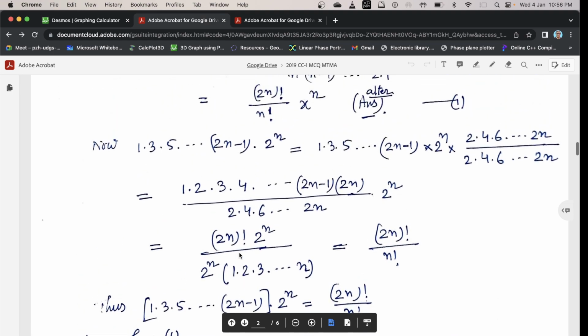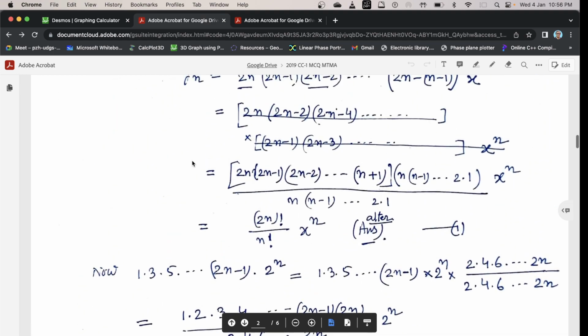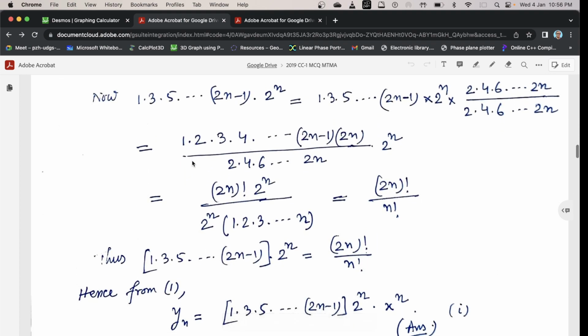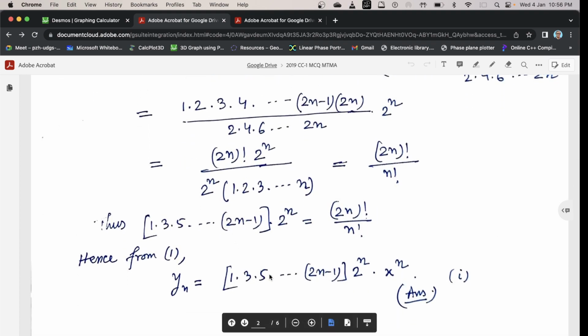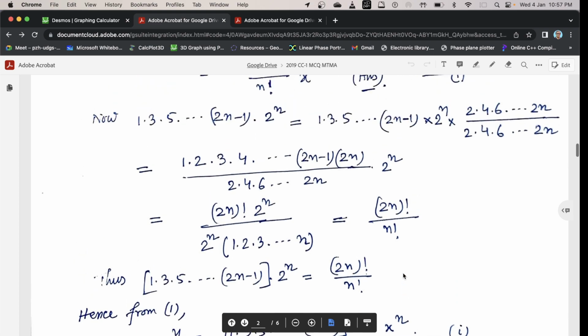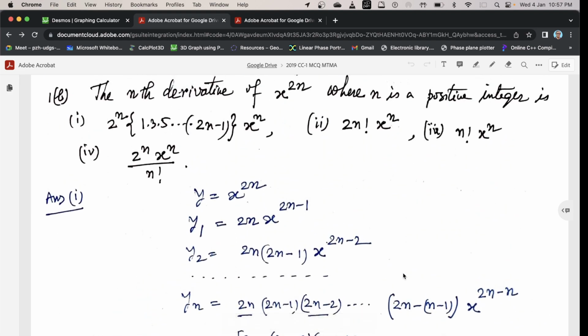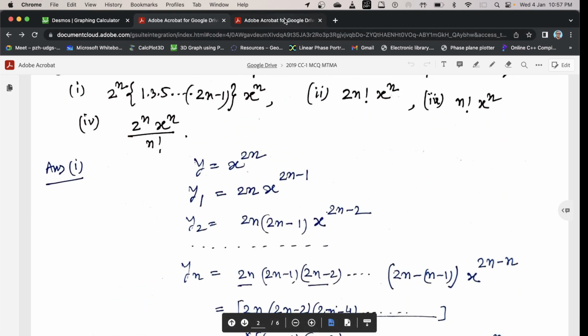And hence from 1, yn equals this 1·3·5···(2n−1)·2^n into x^n, which is the required answer, given by option 1. Next question.